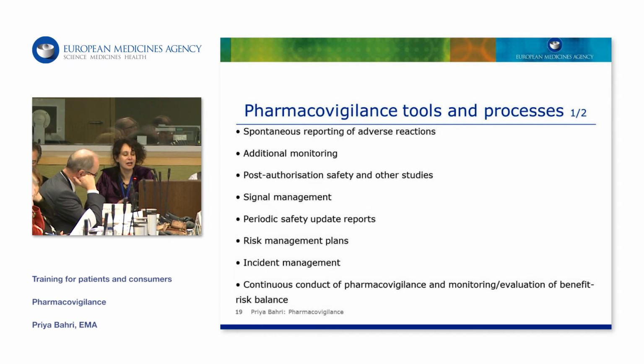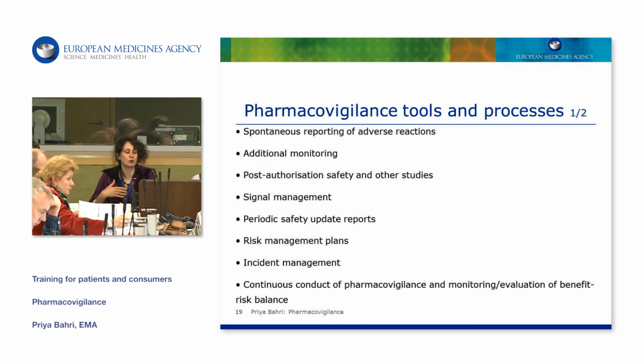Then if we have a signal either coming from spontaneous reporting or from post-authorization safety studies, which means we have a suspicion there could be an additional risk we did not know before or only knew partially about, then we enter this information in a course of signal management. Then we have also PSURs, which are periodic safety update reports. It's a document from marketing authorization holders to compile certain data at regular intervals. We have risk management plans, which are more proactive looking. We have a process for incident management, which is a very quick review.